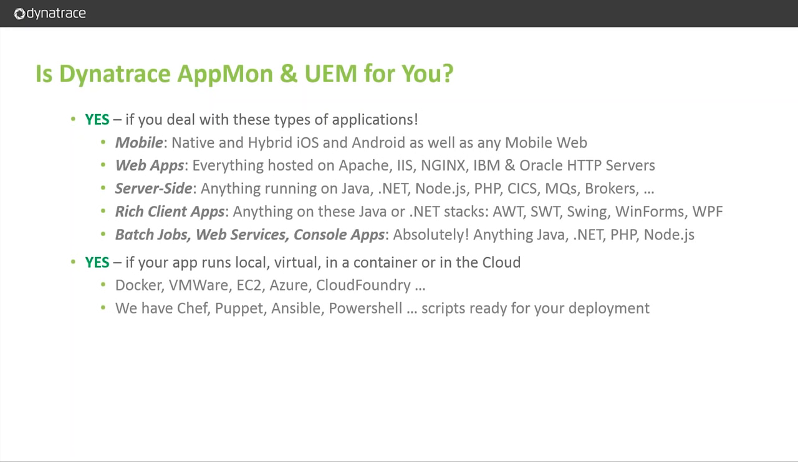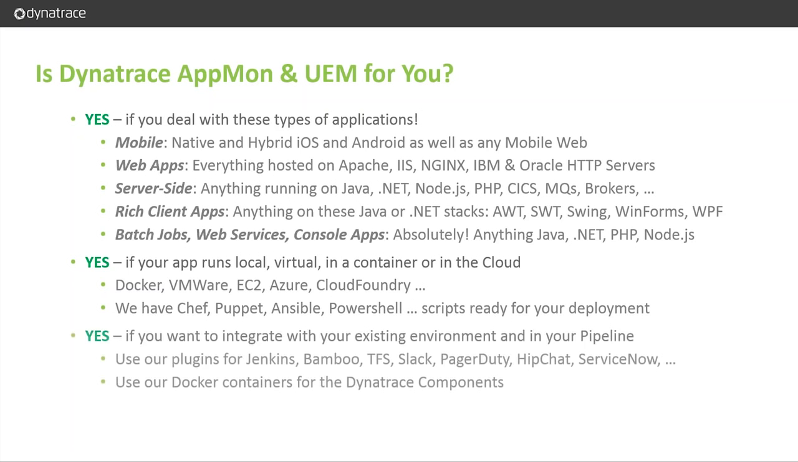What's going on? We also, hopefully most of you are not deploying apps manually, but you're using automation scripts, whether you use Chef, Puppet, Ansible, PowerShell, or whatever's out there. We have scripts for you. It's all up on GitHub. Very easy to find, and just use them and automate Dynatrace.